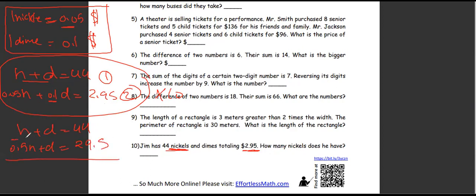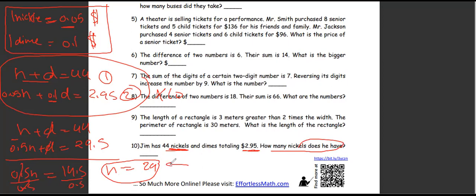Subtract n minus 0.5n is going to be 0.5n. d minus d cancels, equal 44 minus 29.5, which is 14.5. Divide both sides by 0.5, so the nickels is 29. So we have 29 nickels. How many nickels do we have? We have 29 nickels. So we have come to the end of the video.